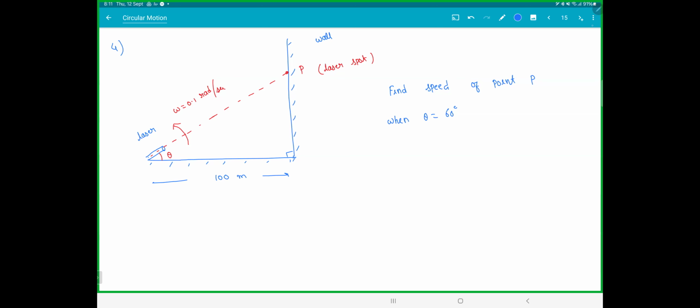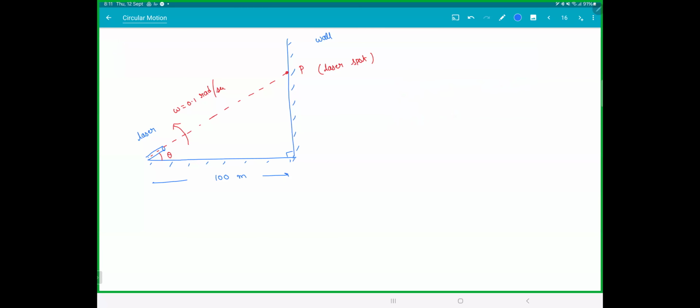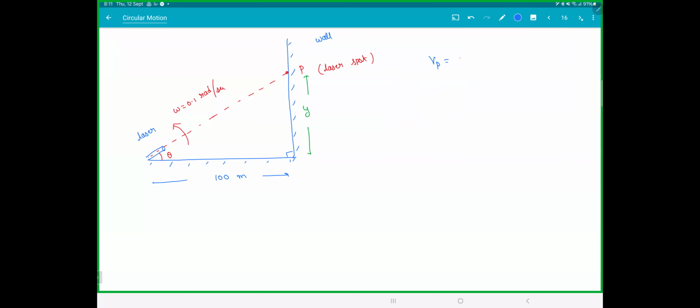Let's see. This is the standard one. So when the point P goes, what changes is this coordinate, isn't it? What is changing is the height of the point P. So that means the rate of change of the position of point P. So the velocity of point P is nothing but dy by dt. Agreed?